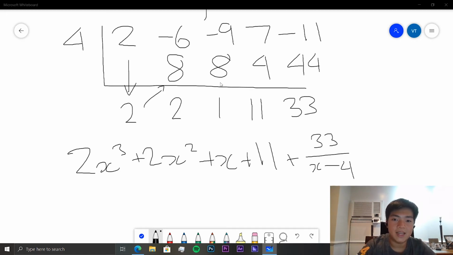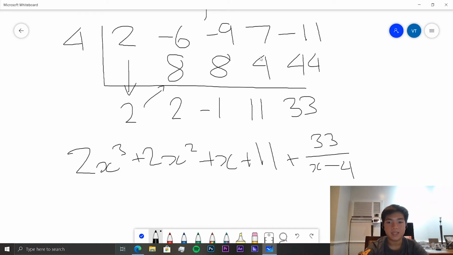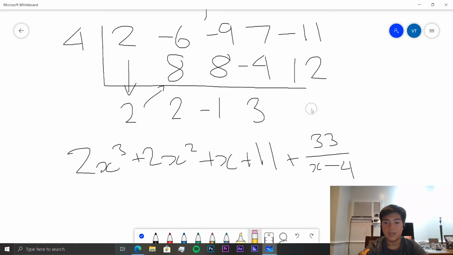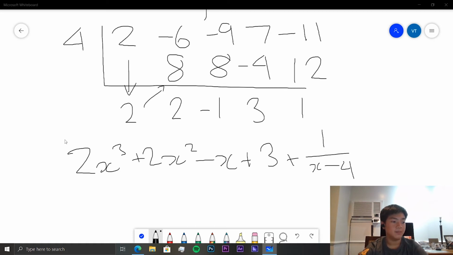Yeah, because negative 9 plus 8 is actually negative 1. And so this would be negative 4. 7 minus 4 is 3. And of course, 3 times 4 is 12, so this would be negative 11 plus 12, which is equal to 1. So we would actually have negative, this would be 3, and this would be 1. So we have minus x plus 3 plus 1. So yeah, that is it.